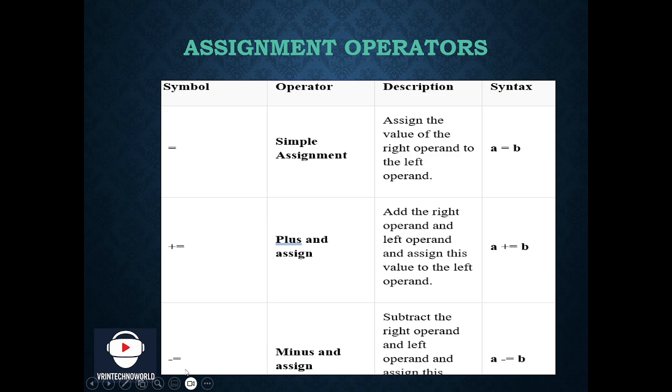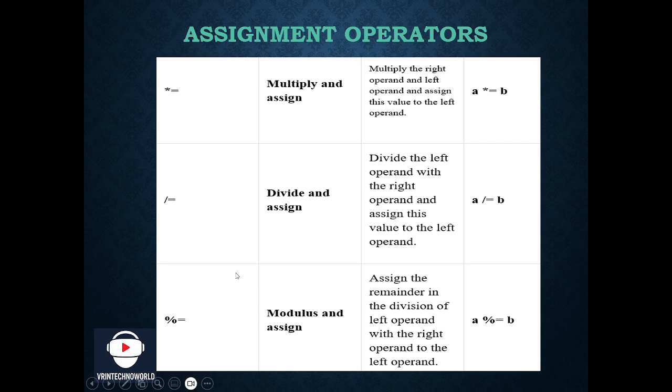After that, minus and assign means you subtract the value of the right side operand from the left side operand, and the result is stored in the left side operand. So this is how the assignment operators work. Just like that, you could perform the multiply and assign operation, the divide and assign operation, and the modulus and assign operation. These are the assignment operators, because with each symbol you are first performing the calculation and then assigning the value.